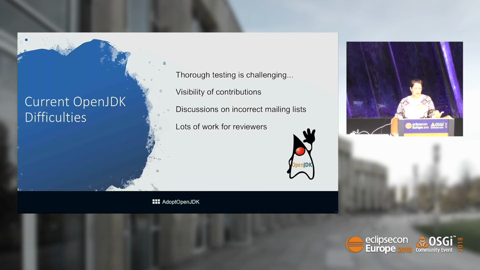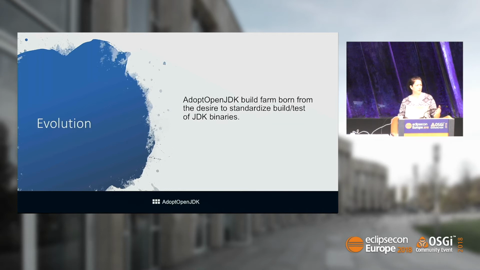Anyway, I didn't create this slide, but someone kindly created what are some of the current OpenJDK challenges. Thorough testing was challenging. There was a problem with visibility of contributions. There were discussions happening on incorrect mailing lists, and there was a lot of work. The structure of that project was probably not rising to the challenge of the new pace of change. And out of all of those challenges, and out of the need to standardize the building and testing of binaries and making them available for the community, the AdoptOpenJDK project was born.